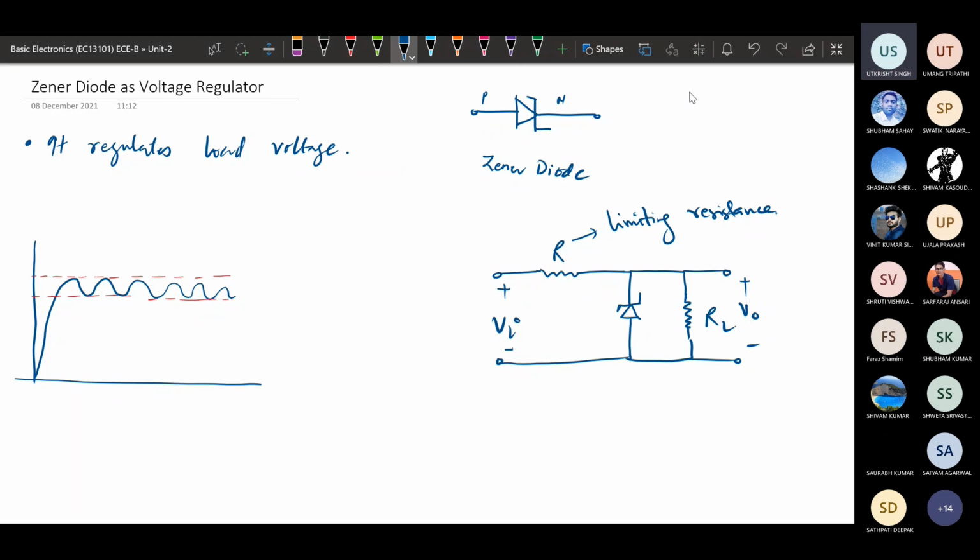Okay, so this is the Zener diode as a voltage regulator. Basically we can write here that it maintains a load voltage.